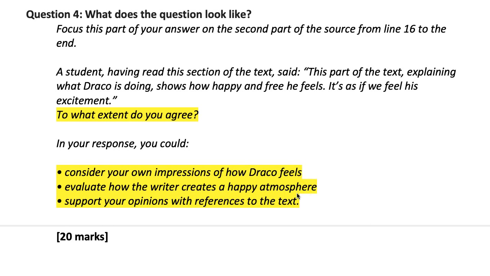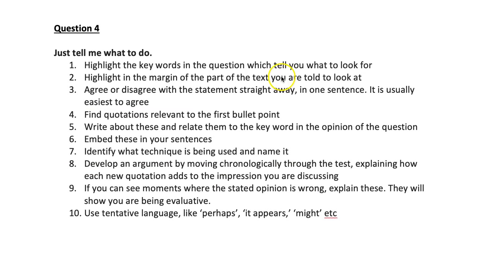And then finally, you must always quote. That's what references to the text mean. So you need to highlight the keywords in those bullet points that tell you what to look for. I'd also highlight in the margin the part of the text you were told to look at, because if you quote from the other parts, you get no marks. Find quotations. Well, that's obvious. Relate the quotations to the keywords in the bullet points. Embed those in your sentences.